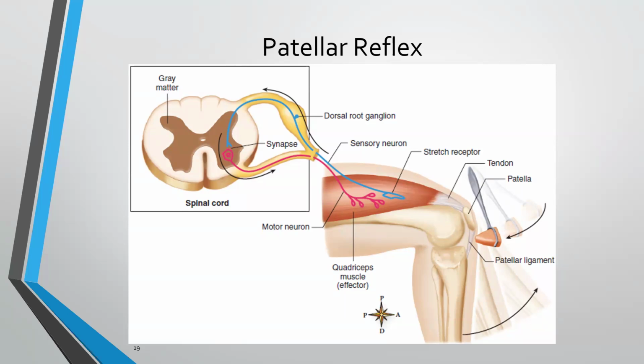So a reflex arc is like a one-way street because the impulses can be conducted in only one direction. And the patellar reflex is an example of a simple two-neuron reflex arc, and it demonstrates how sensory and motor pathways work together.